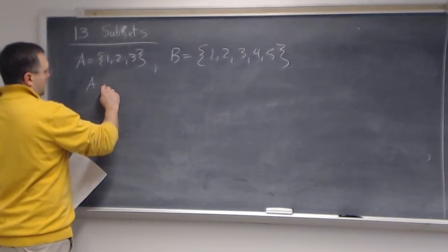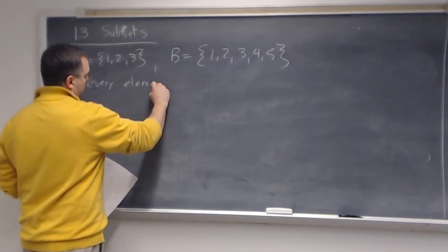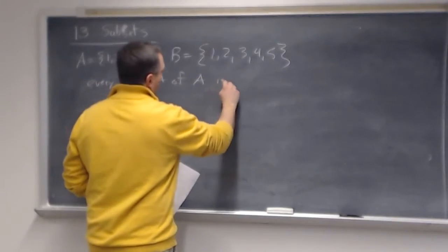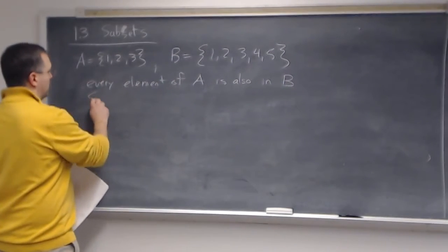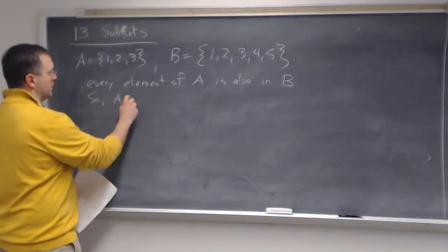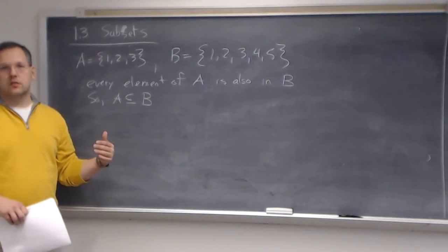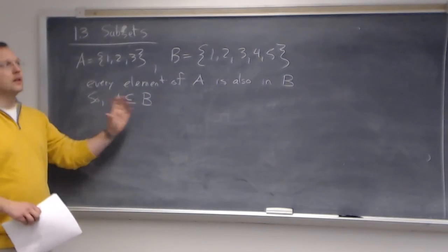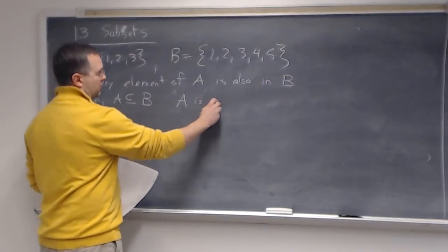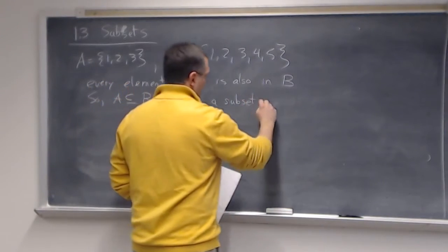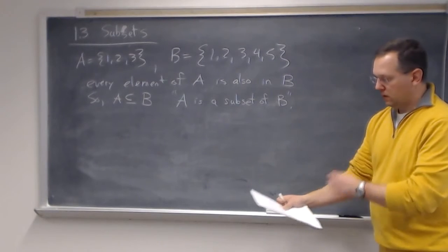Let's put it this way. Every element of A is also in B. So A is a subset of B, and here's the notation. It looks like a C with an underline, and I think of it as C for contained, like A is contained in B. It's the way I think of it. A is a subset of B.